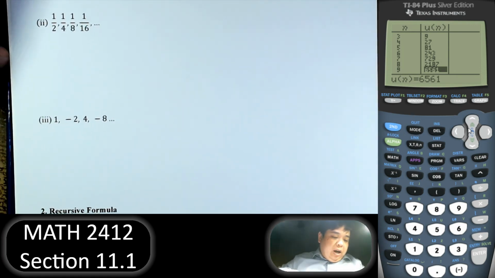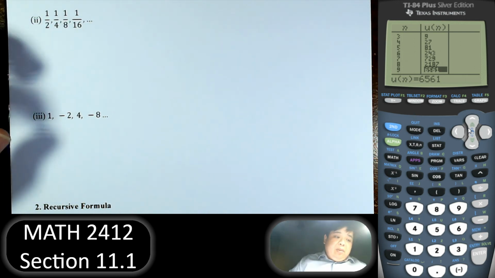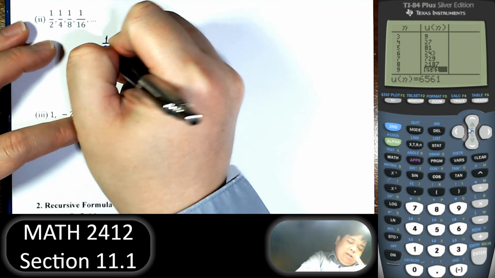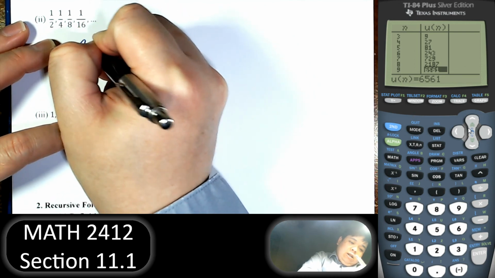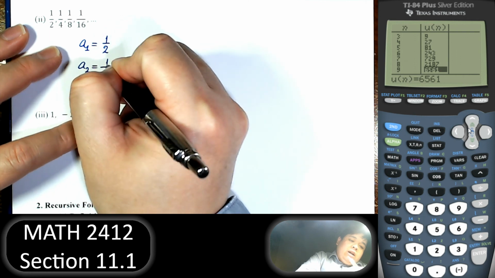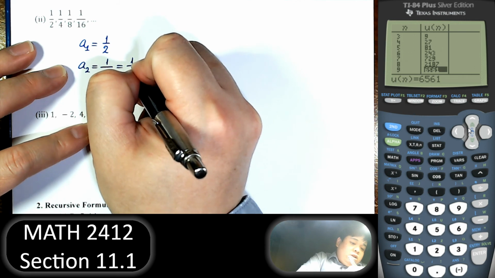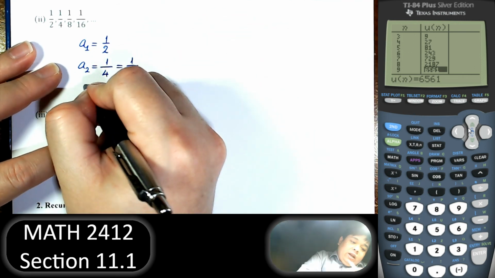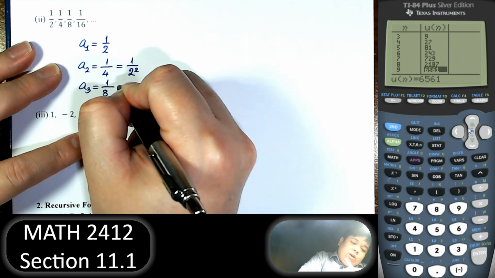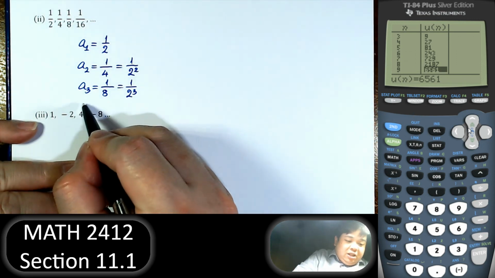Right. Now we have this 1/2, 1/4, 1/8, and 1/16. Same thing. We start with 1/2, right? So A1 is 1/2. A2, 1/4. Can we write as 1/2 times 2, or 2 square? A third, 1/8, which is 1/2 cubed.